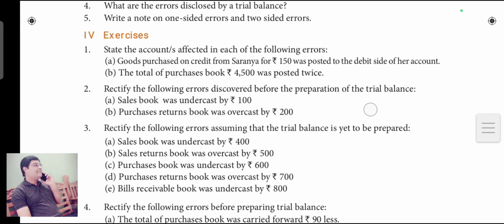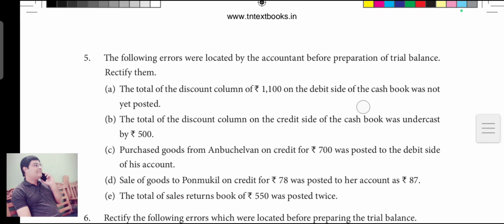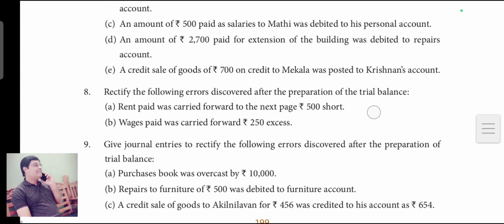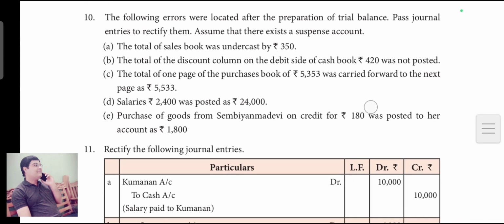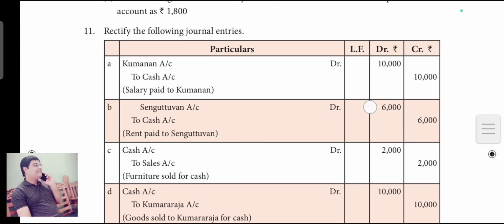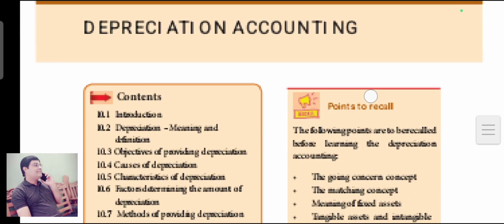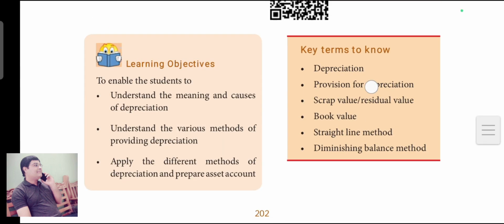In sums, 1, 2, 3, 4. Sum number 8, 9, 10, 11 is important. Now move on to depreciation chapter, depreciation accounting.